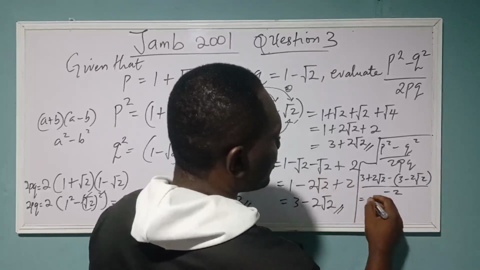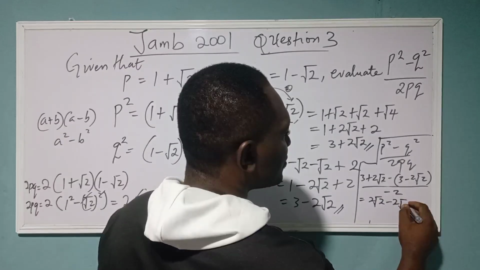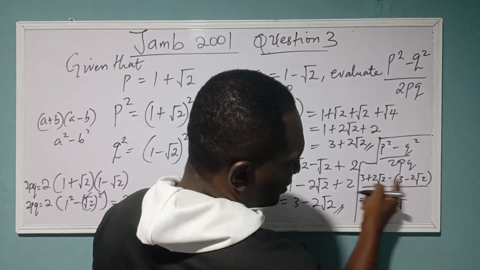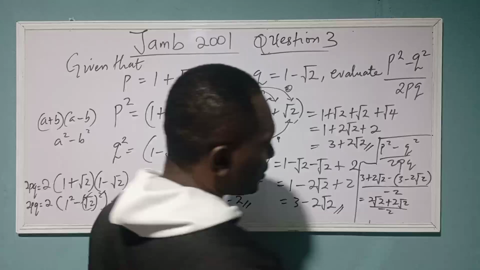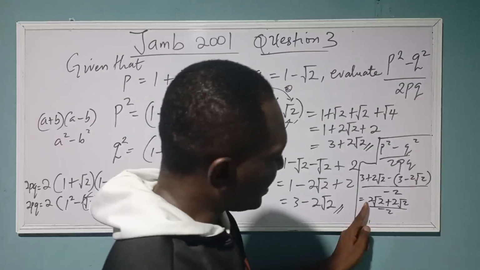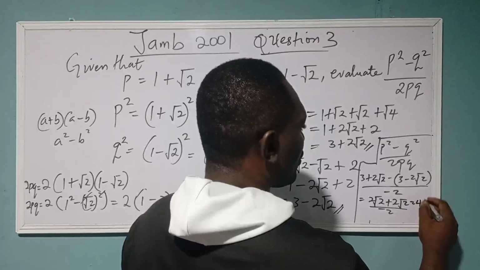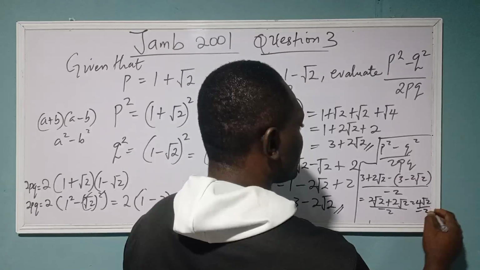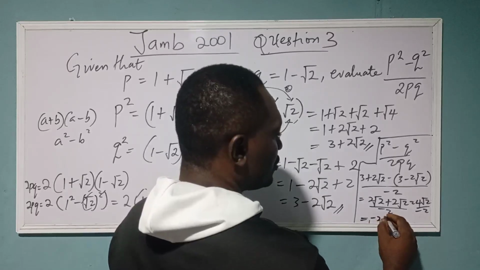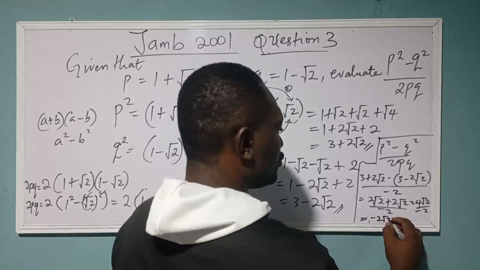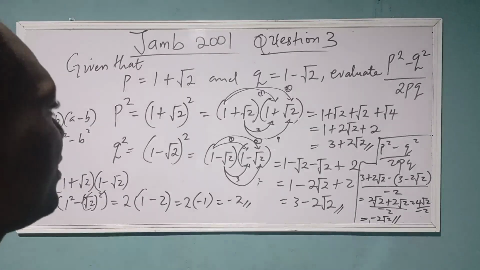Then you're going to have 2 root 2 plus 2 root 2, because this times this will give you plus 2 root 2, right? All divided by minus 2. So look at this. These are also like terms. So we have 2 root 2 plus 2 root 2. That gives you 4 root 2 divided by minus 2. And your final answer: 4 divided by minus 2 will give you minus 2 root 2. This is your final answer. Minus 2 root 2 is your final answer.